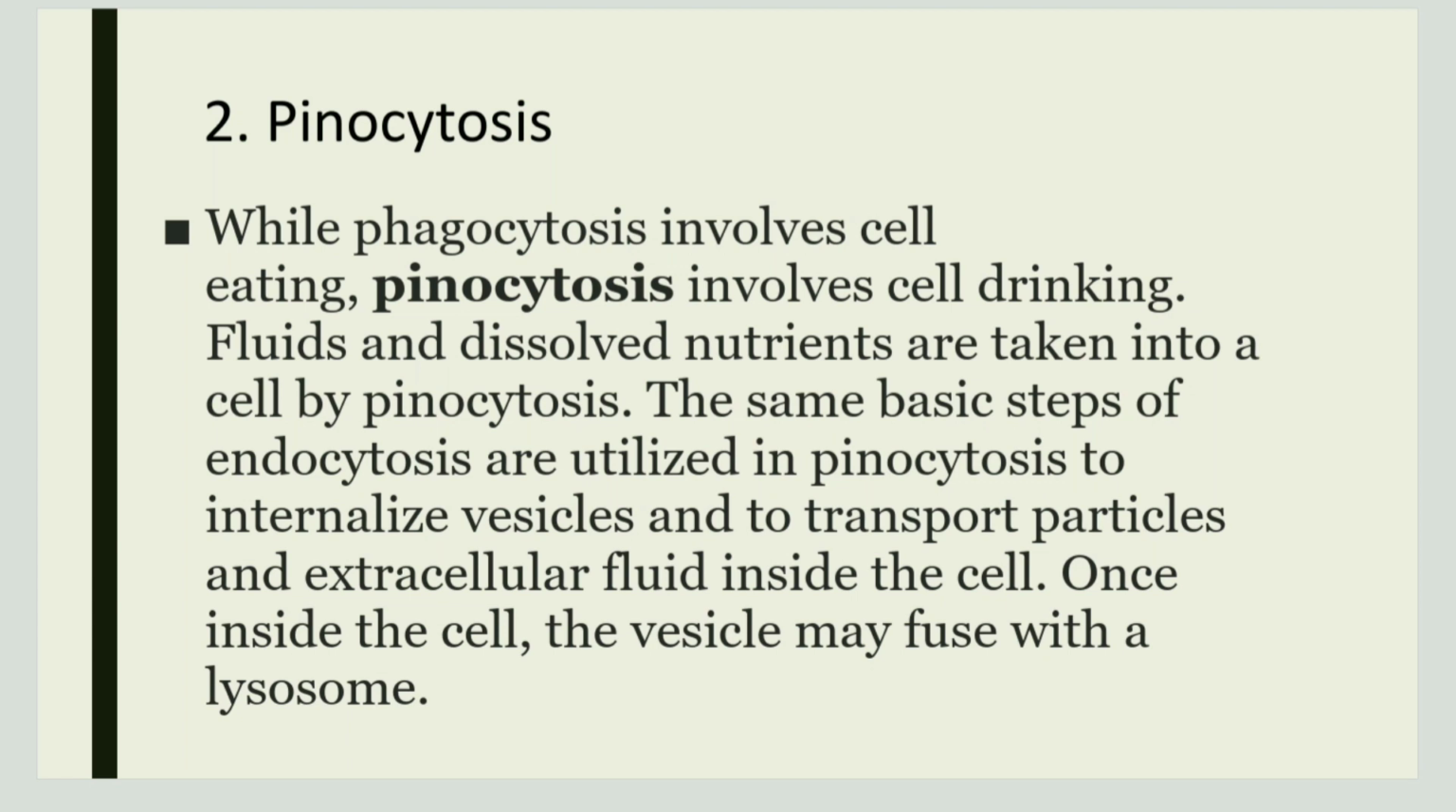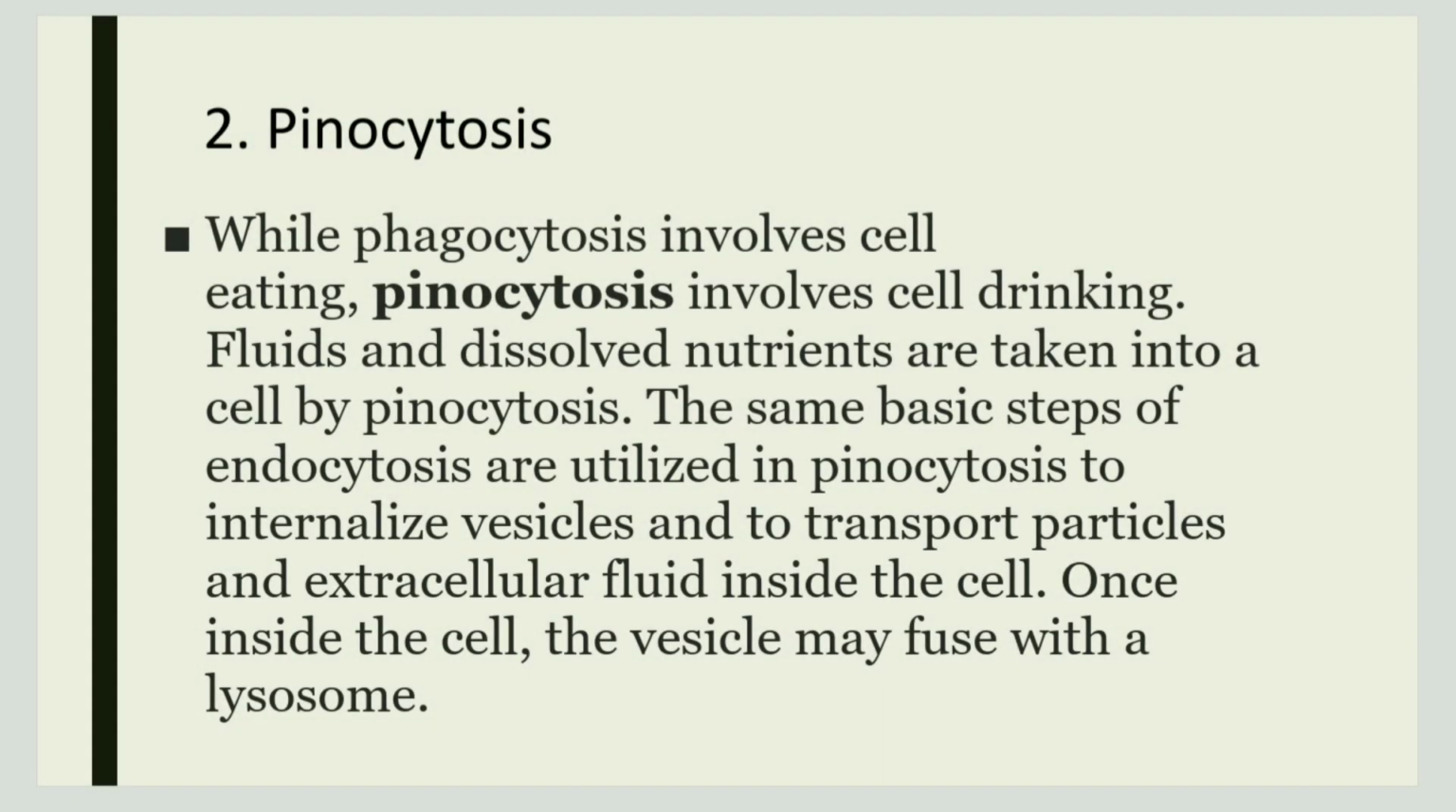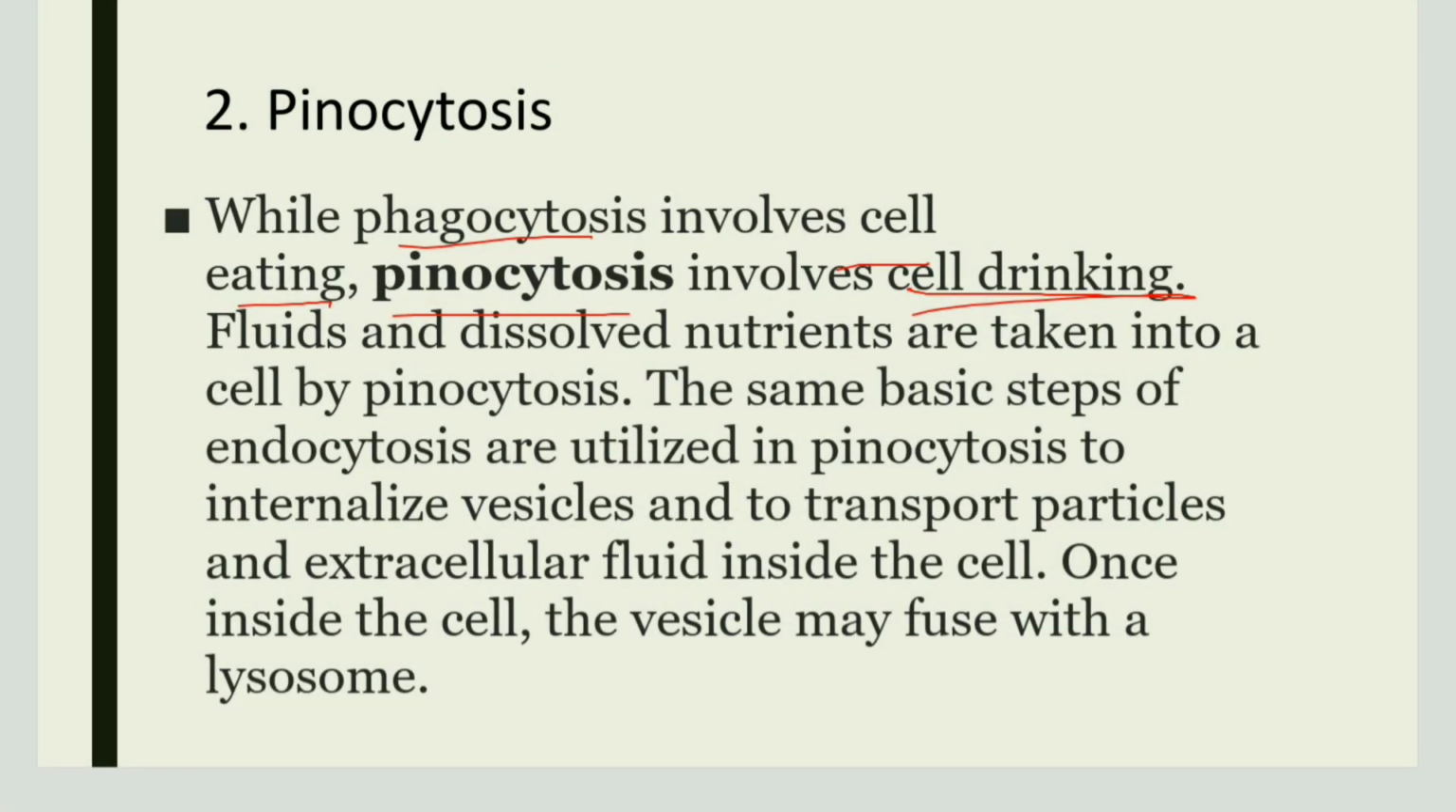The next type of endocytosis is pinocytosis, and pinocytosis is known as cell drinking, whereas phagocytosis is known as cell eating. In phagocytosis, large molecules like microorganisms or large substances are taken in by the cell, whereas in the process of pinocytosis, fluids and dissolved nutrients are taken up by the cell.